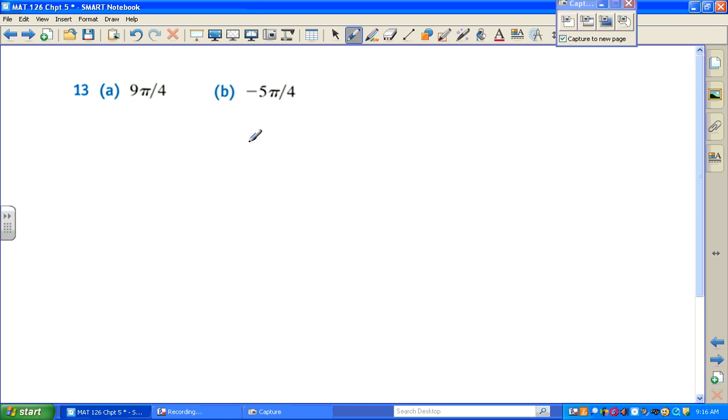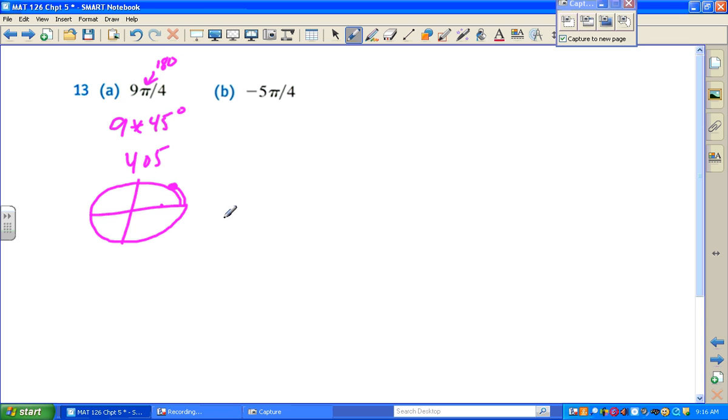On 13, which one, A or B? Both. Pi is 180 degrees. If I divide it by 4, it comes out to be 45, right? 9 times 45 is what? 405. So that would be one lap around the unit circle, that's 360 degrees, plus 45 more degrees, correct? So I'll find the sine, cosine, and tangent of 9 pi over 4 using the 45 degree mark in the first quadrant.